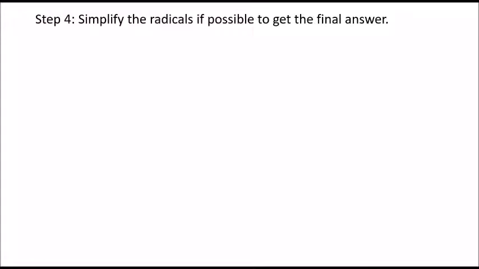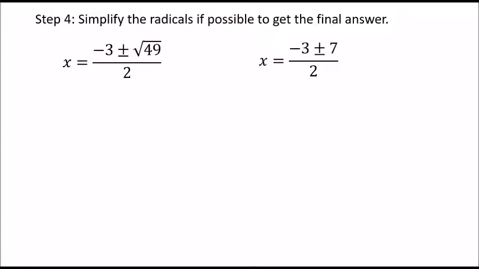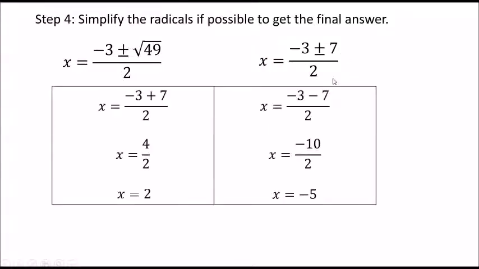Step 4, simplify the radicals if possible to get the final answer. So we have now x equals negative 3 plus and minus the square root of 49 all over 2. That is equal to x equals negative 3. The square root of 49 is 7. So we have x equals negative 3 plus and minus 7 all over 2. So remember, this is plus and minus.